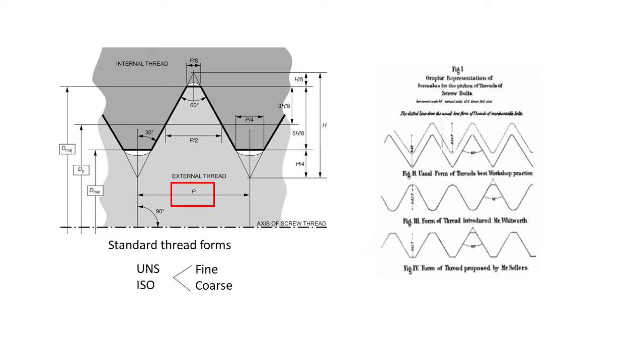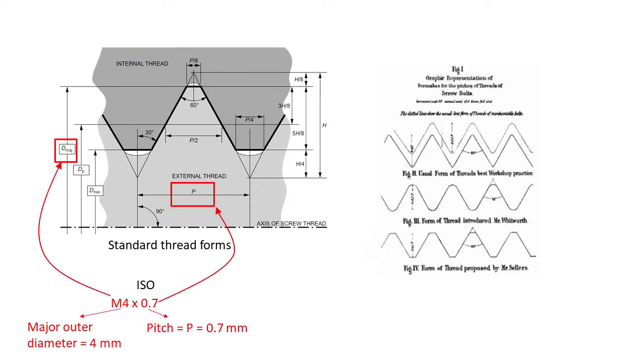I'm not going to go over the equations to calculate each parameter because you can get the idea from looking at this diagram, and most likely you'll be referring back to specifications to get those parameters for you when you are checking specs of the screw that you're interested in. When you look at the specs of a screw, for example, in ISO standard, you'll see something like this. Here, M4 refers to major outer diameter 4 mm and 0.7 refers to pitch in millimeters.